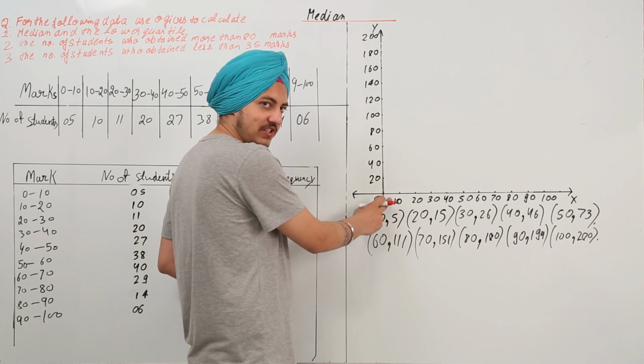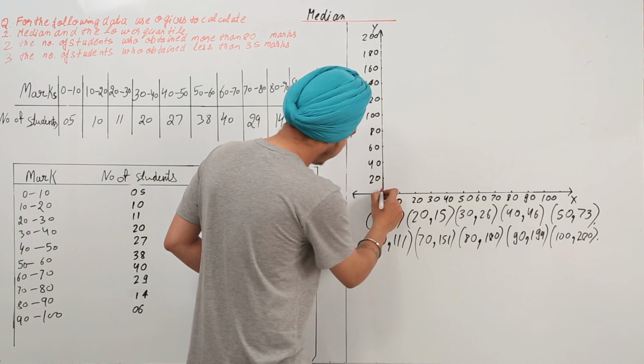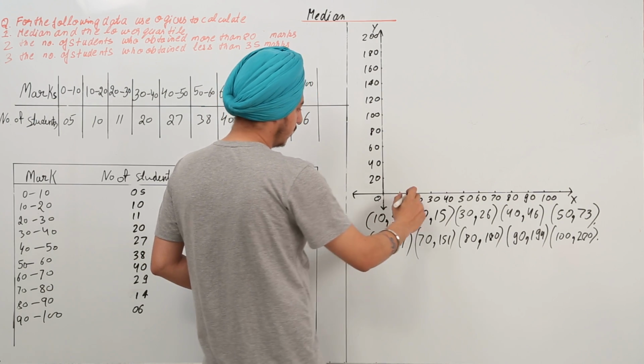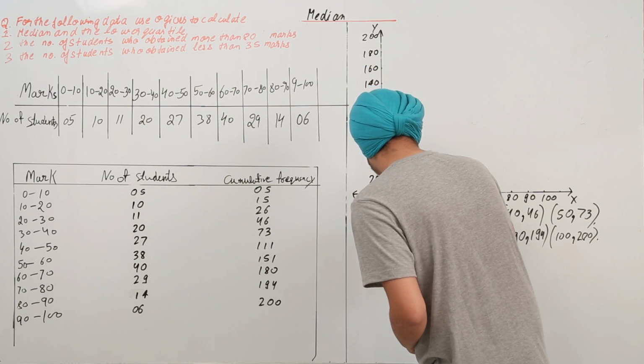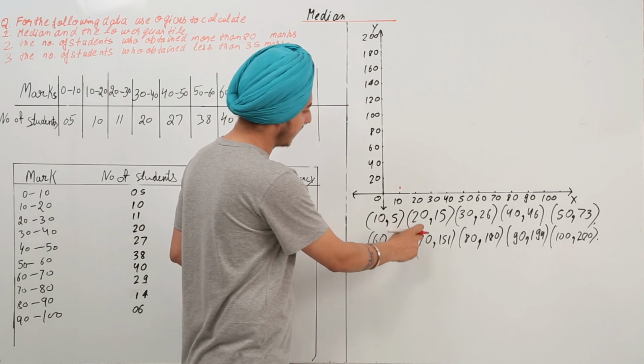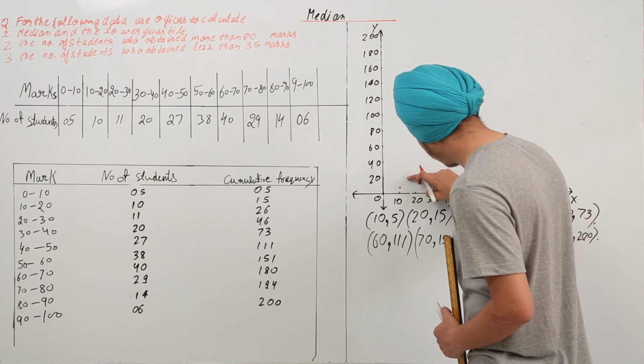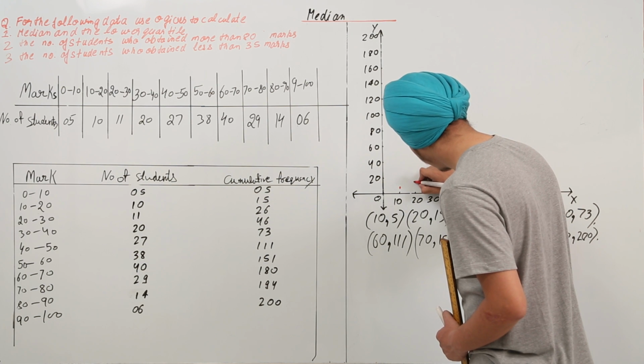Okay, so we have 10 comma 5. So 10 and 5 would be 1/4 of this, so it would be somewhere over here. Okay, so this is 10 comma 5, 20 comma 15. Now 20 and 15 would again be somewhere over here.